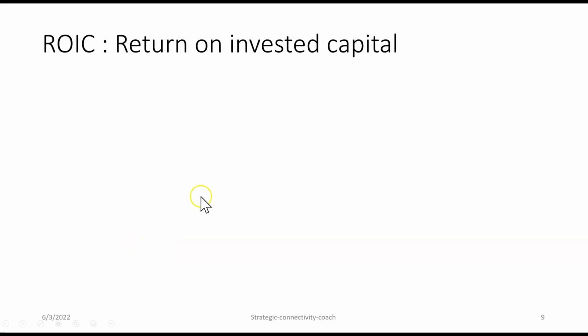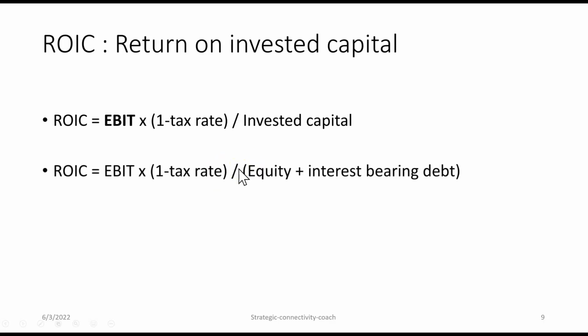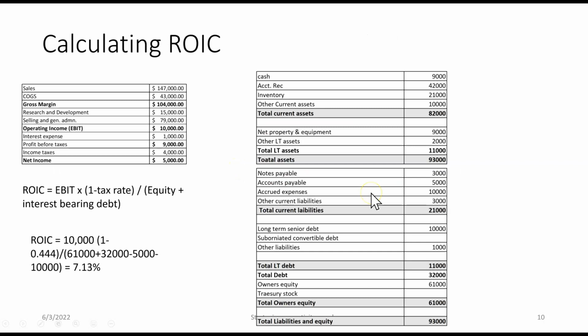Okay, so the formula, as I mentioned, is ROIC is equal to earnings before interest and taxes times one minus tax rate, divided by invested capital. And then invested capital will become equity plus interest bearing debt. So let's look at the balance sheet that we had before and see if we can use this to calculate the formula. EBIT will come from here. We need that for the formula. Tax rate, we need that. And how do we do that?